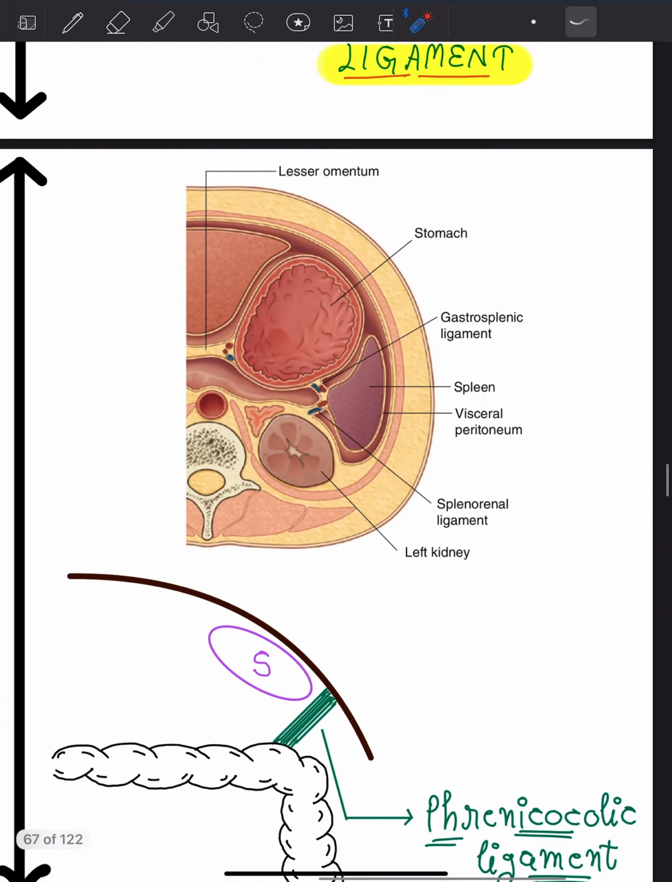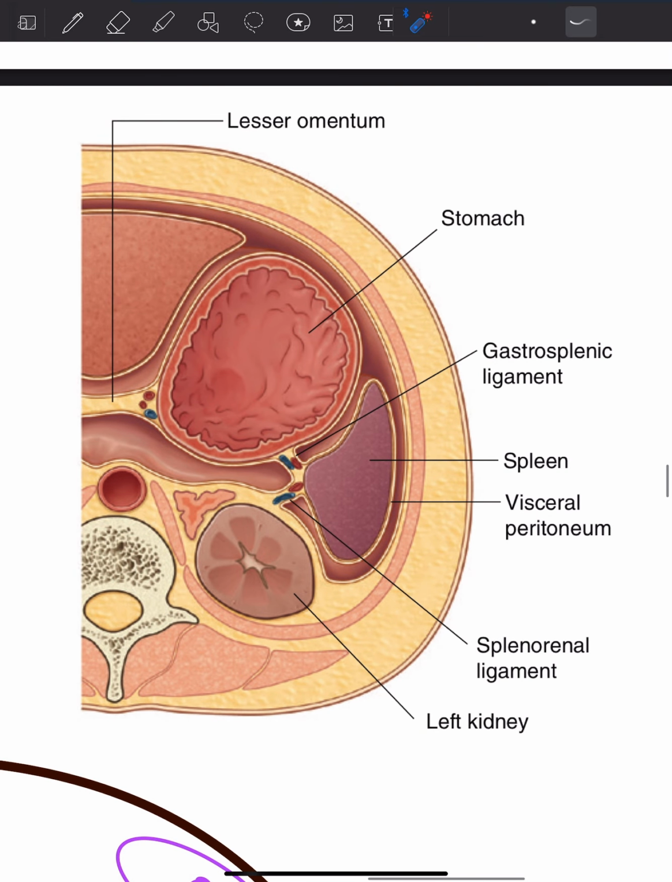Okay, now as in this diagram also you can see, here we have the lesser omentum, the stomach, and this is our spleen. Okay, this is our spleen right here. Now this ligament, as you can see, connecting the stomach and the spleen is the gastrosplenic ligament, carrying the short gastric vessels, and the ligament connecting the left kidney with the spleen is the splenorenal ligament. This is the splenorenal ligament carrying the tail of the pancreas and splenic vessels as well. And here you have the left kidney. Okay.